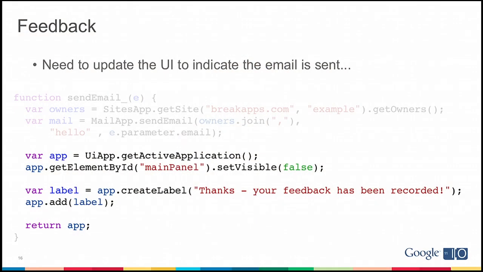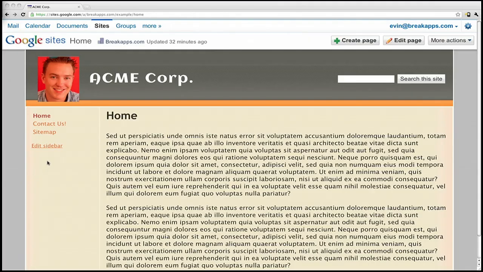We call UI_app.getActiveApplication. We get the main panel by ID. That's why we set it earlier. We'll set it to not visible so that the user can no longer click on that button. And then we'll add another label that says, thanks for your feedback. Once we add that to the app, we can return it to render it.